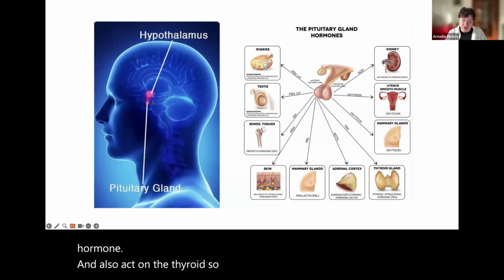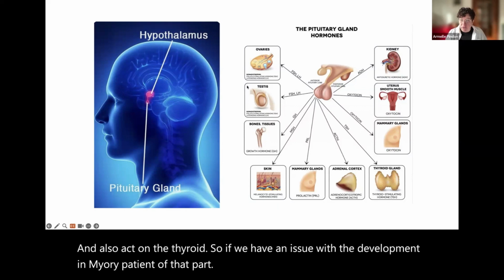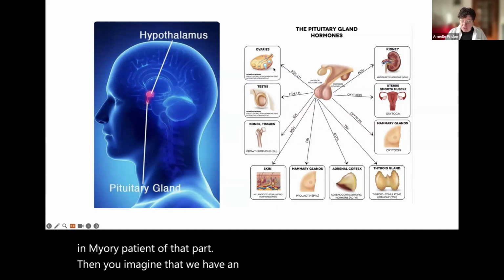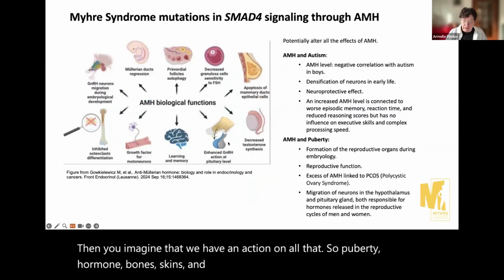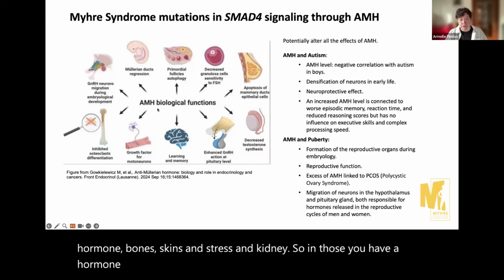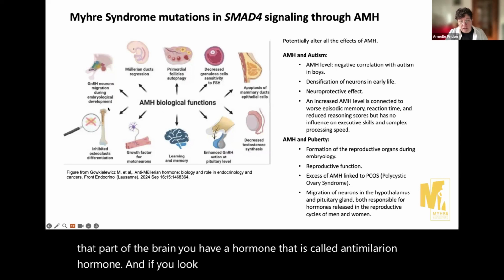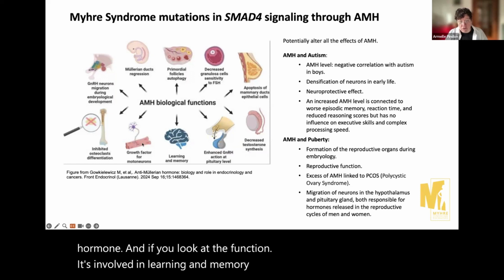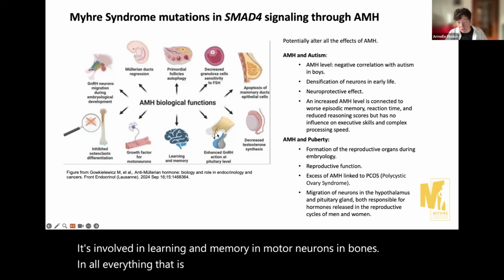So if we have an issue with the development in Myhre patients of that part, then you imagine that we have an action on all that. So puberty, hormone, bones, skin, and stress, and kidney. So in those, you have a hormone in that part of the brain called anti-Müllerian hormone. And if you look at the function, it's involved in learning and memory, in motor neurons, in bones, in everything that is about puberty and reproduction.